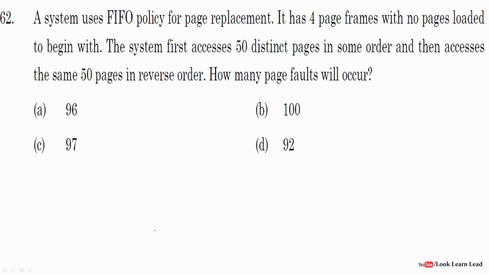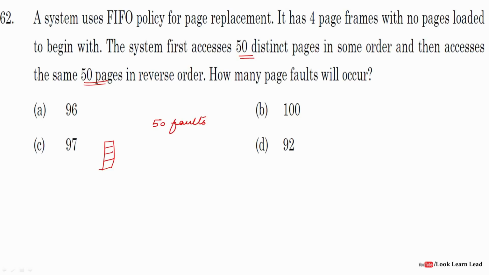In this question, a system uses first in first out policy for page replacement, and it has 4 frames and no page is loaded to begin with. So we have 4 blank frames. The system first accesses 50 distinct pages in some order, and then accesses the same 50 pages in reverse order. How many page faults will occur? The frame size is 4. So for accessing the 50 pages, there would be 50 page faults.